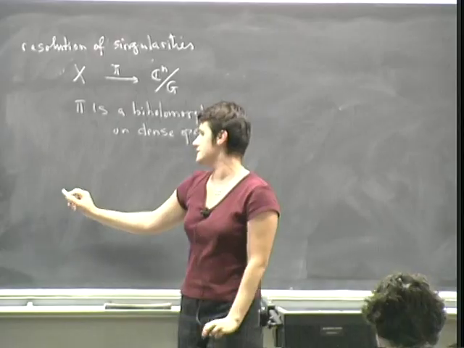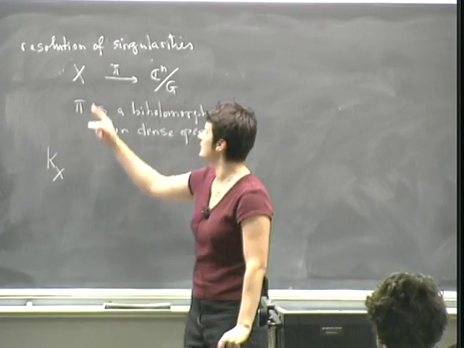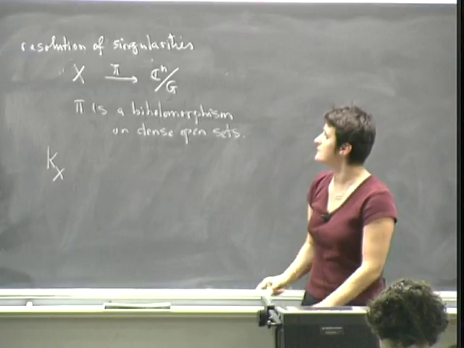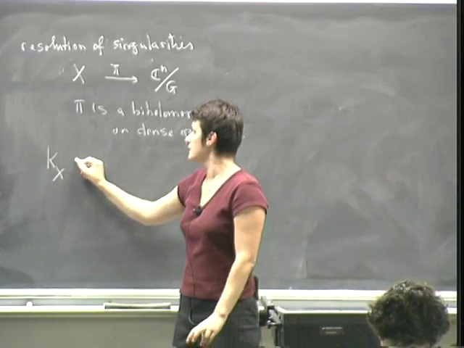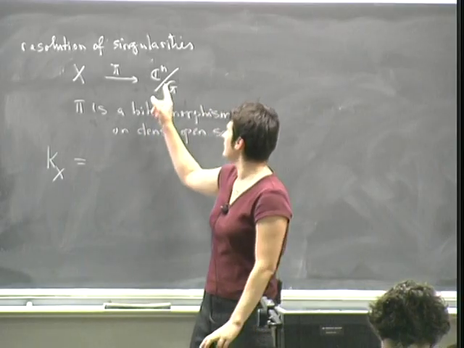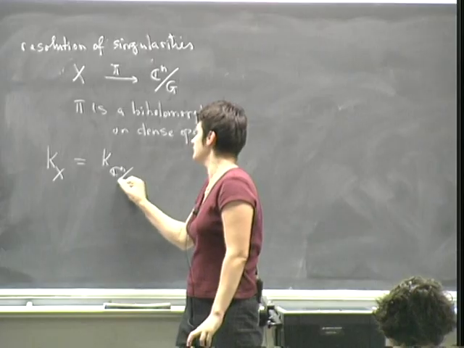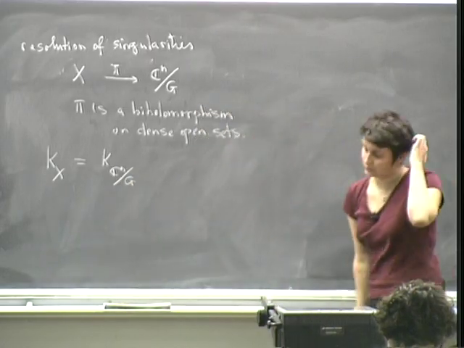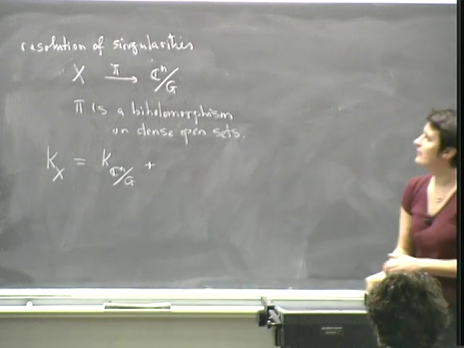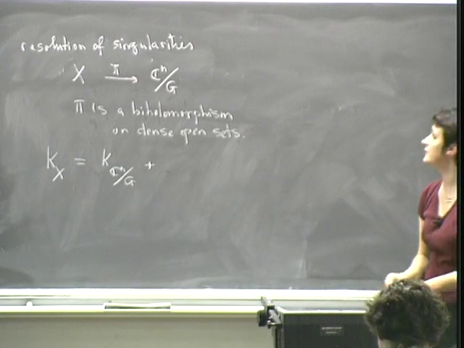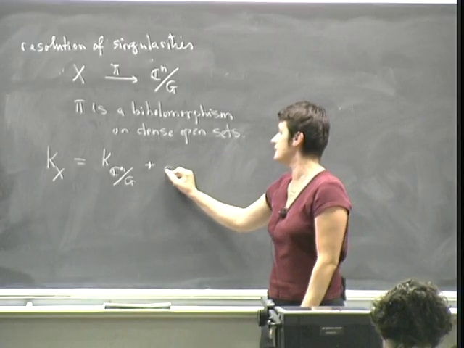It turns out that there is a very precise way according to which the canonical bundle behaves under this resolution of singularities. So the canonical bundle of X will be the pullback of the canonical bundle of the singularity, K of C^n mod G, plus some stuff coming from the exceptional divisor of the resolution, which we call discrepancy.